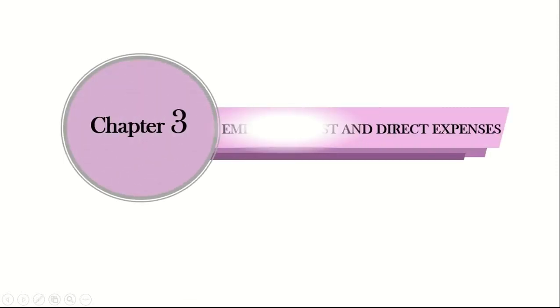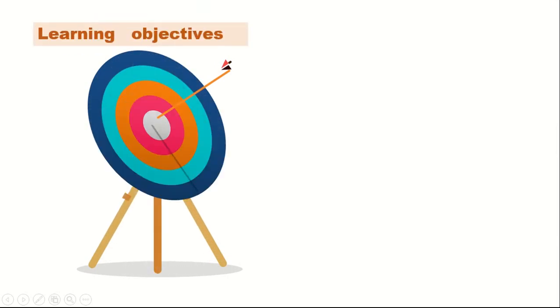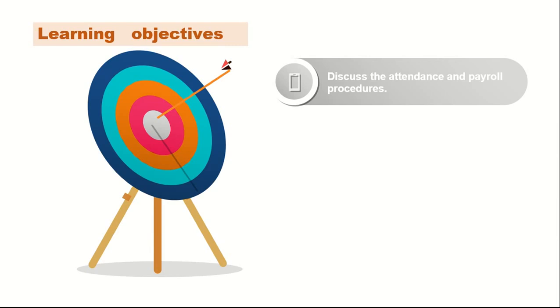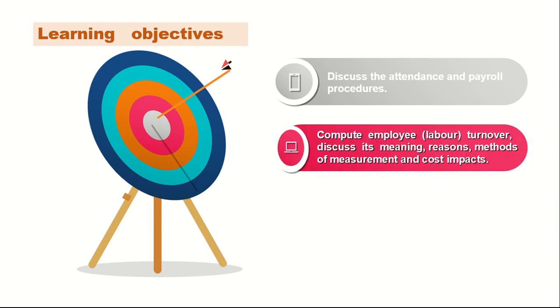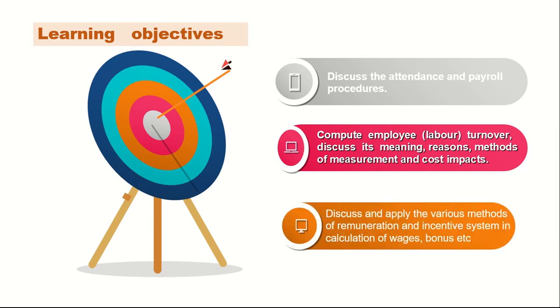Chapter 3. Employee Cost and Direct Expenses. Learning Objectives. The following are the main learning objectives. Discuss the attendance and payroll procedures. Compute employee labor turnover, discuss its meaning, reasons, methods of measurement and cost impacts. Discuss and apply the various methods of remuneration and incentive system in calculation of wages, bonus, etc.